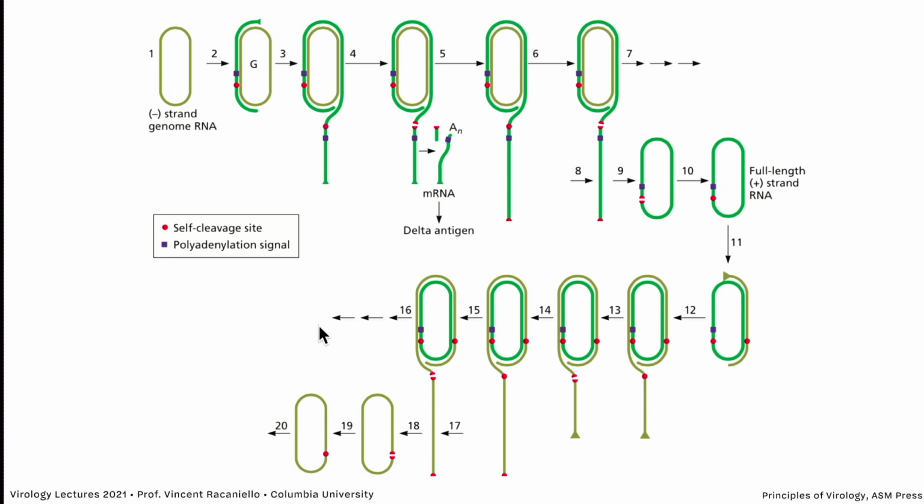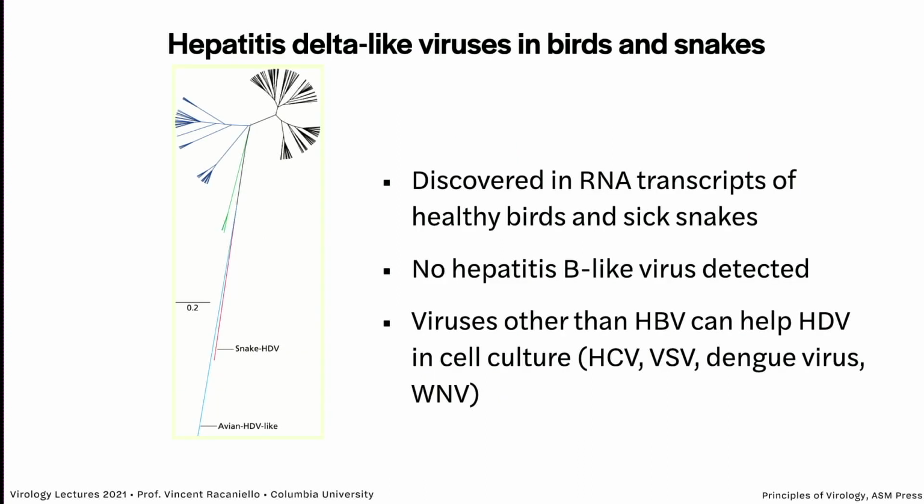Now, we used to think that this was unique to people, this hepatitis delta virus, but just in the past couple of years, delta-like viruses have been found in other animals, birds and snakes in particular. And this came about by sequencing RNA transcripts. And there are two separate reports. One used healthy birds and the other used sick snakes.